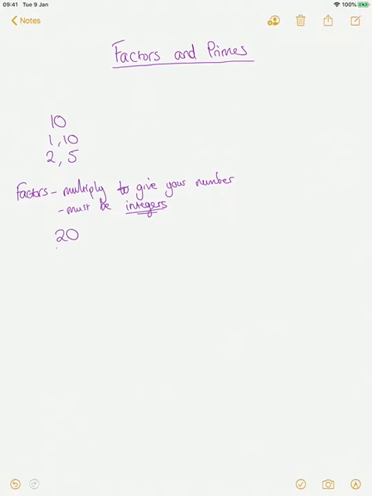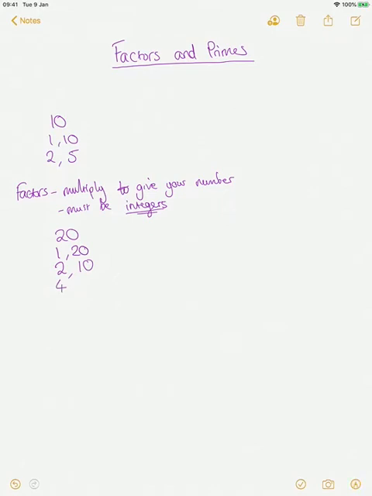So easiest place to start, 1 and that number itself. Then again, 20 is even, so it must be divisible by 2. Well, what does 2 times with to get 20? I can just halve 20 to find that out. That's 10. 3, does that go in? 3 goes into 21, so it definitely doesn't go into 20. 4, yes, that does.